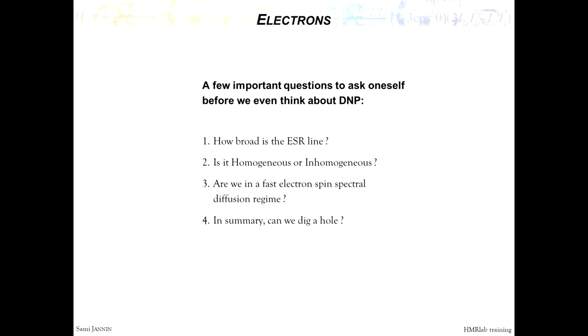So the important questions that we raised are the following. How broad is the line? Why is the line broad? Is it homogeneous or inhomogeneous? Do we have dipolar couplings that make the line inhomogeneous and that make spectral diffusion efficient? And in our case, I hope I convinced you that it is the case. We have a long T1, we have a short spectral diffusion time because we have megahertz couplings, and so we have fast spectral diffusion. In summary, can we dig a hole? In our case, no. In principle, we cannot dig a hole. We will perturb all the spins.